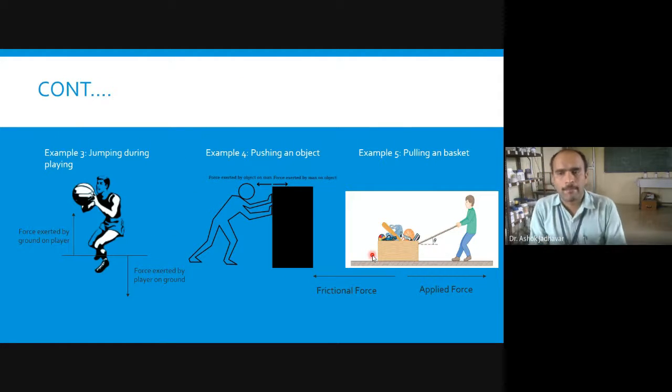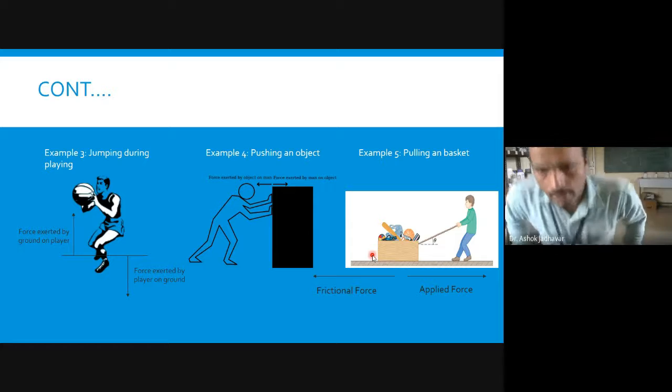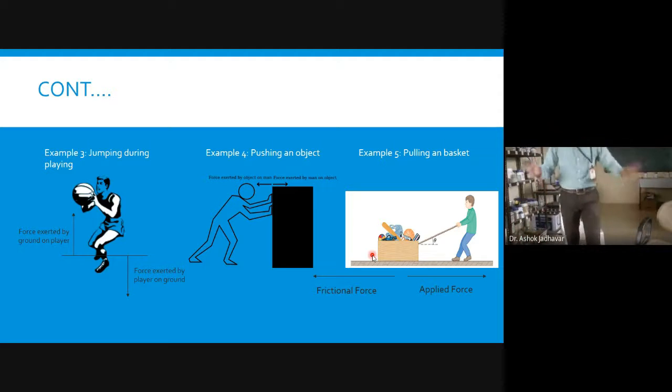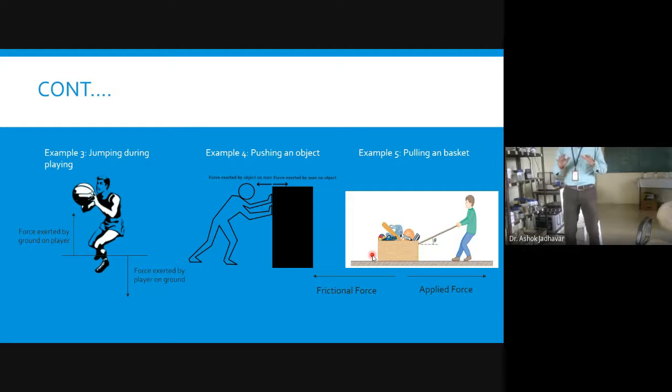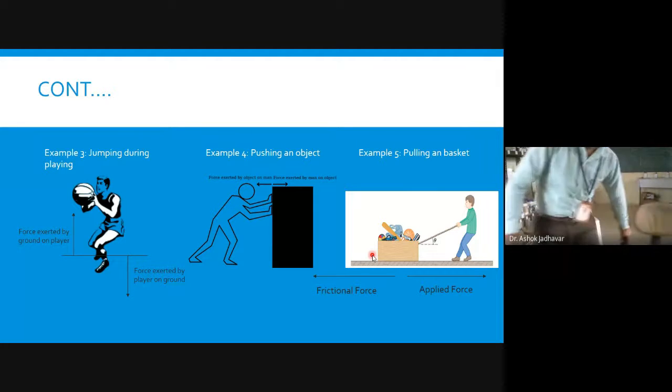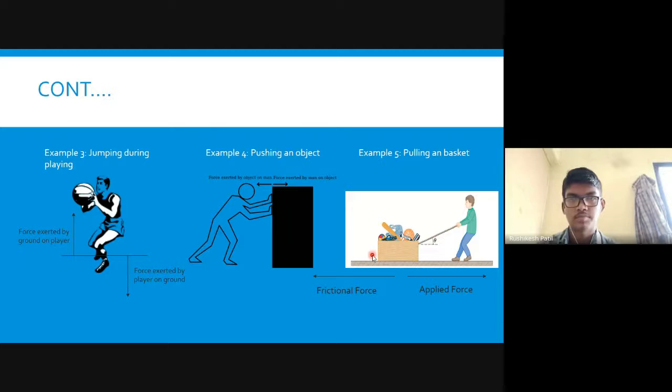Let us consider another example. Yes, sir. Jumping on the ground. If some player is trying to jump on the ground, at that time what does he have to do? He has to exert some force on the ground by bending his knees, and then only he can jump. मला एक सांगा बरं, just मी उभा आहे. If I just stand here and try to jump, can I jump? No, sir. For jumping, what do I have to do? I have to bend my knees, and then only I can jump. Am I correct? Yes, sir.